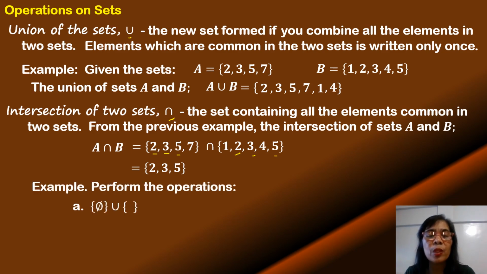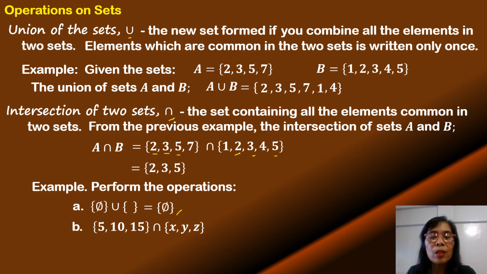Let's have some more examples. We have here the set containing this element phi, union, and the empty set. So the union is the collection of all the elements found in these two sets. So we have the union, we have this symbol, and since there is no element in the second set, their union is simply this set containing the element found in the first set.